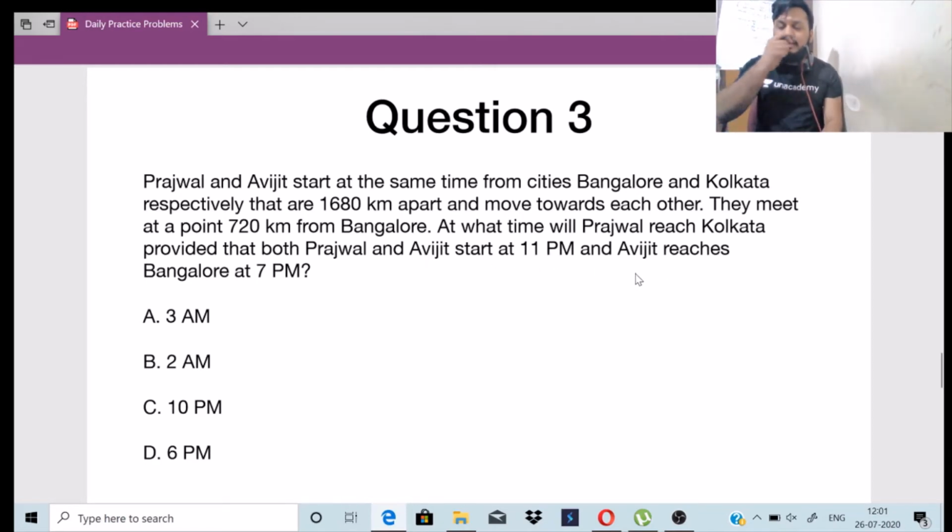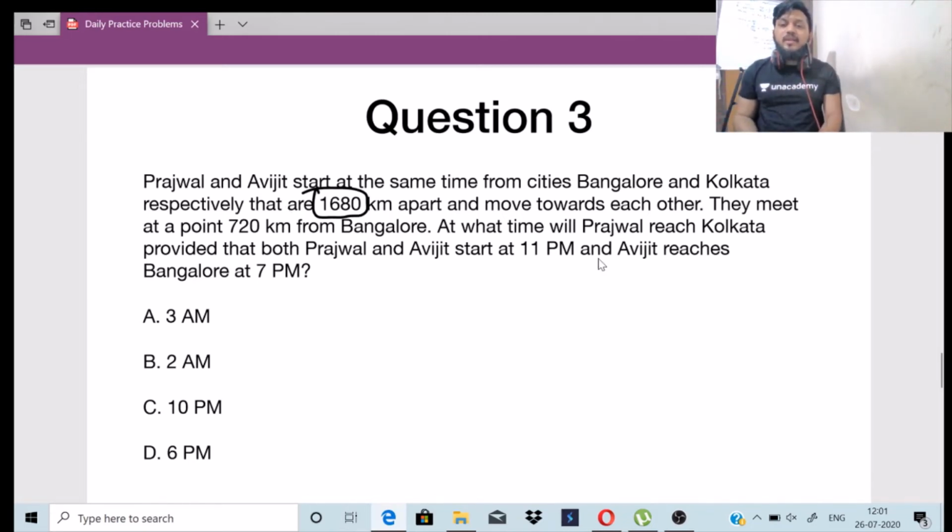Right? Prajwal and Avijit, दोनों friends हैं, right? They start from cities Bangalore and Kolkata, right? And Bangalore और Kolkata are at a distance of 1680 km from each other. They meet each other at a point 720 km from Bangalore. दोनों एक दूसरे से मिलते हैं, right? They both start at the same time and meet at a point 720 km from Bangalore.